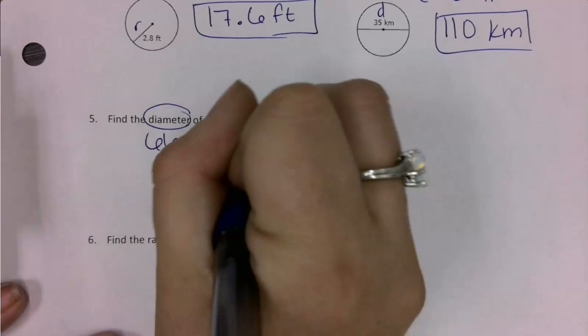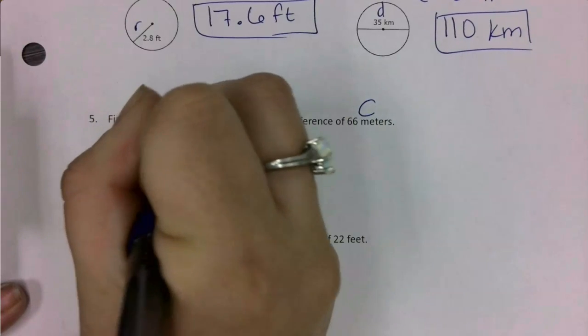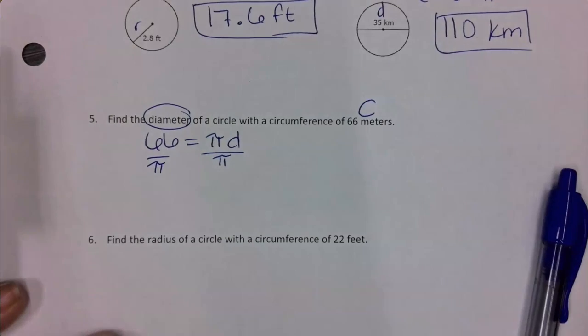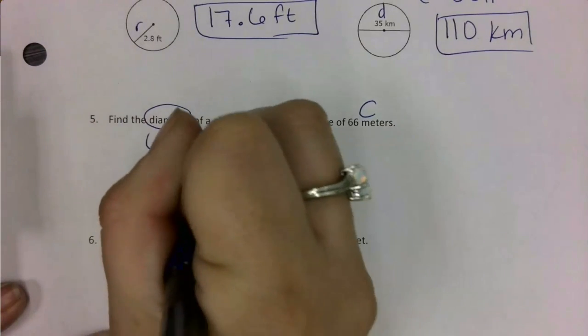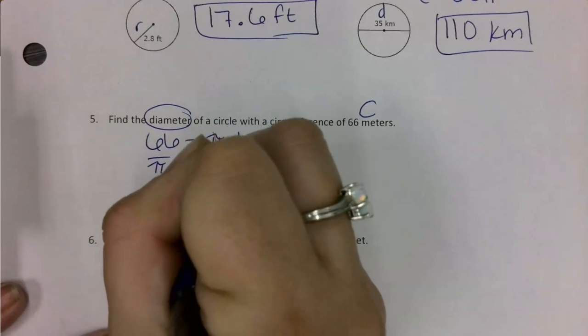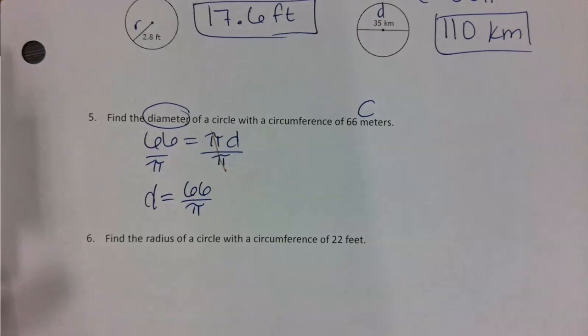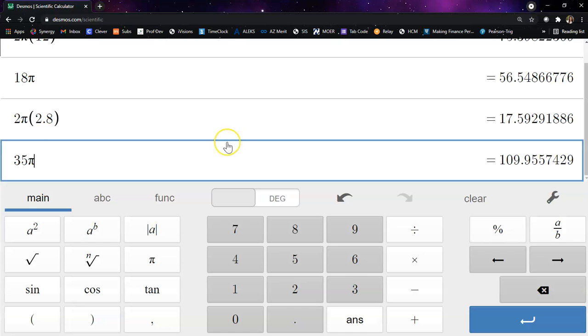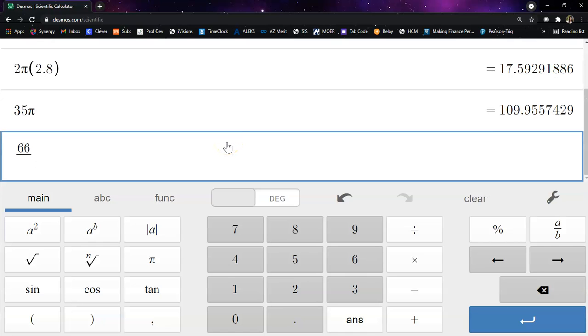Then I want to go ahead and divide both sides by pi. So on my right side, the pi's cancel out, and I'm left with 66 over pi. So I can go to Desmos and type that in. Which gets me 21 if I round to the nearest tenth.